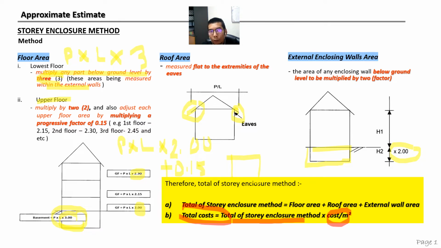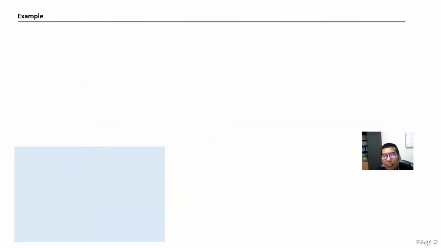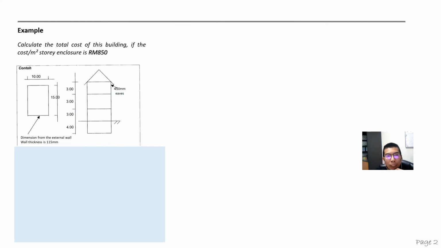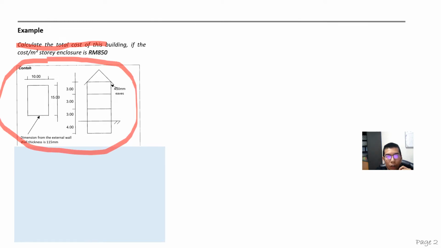So next, I'm going to share with you the example on how you can apply this Storey enclosure method. In the example, you need to calculate the total cost of this building. Here is the floor plan, and the cost per meter square for this project is 880 ringgit.